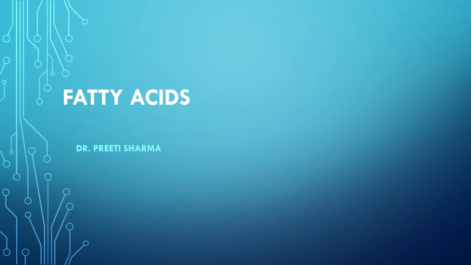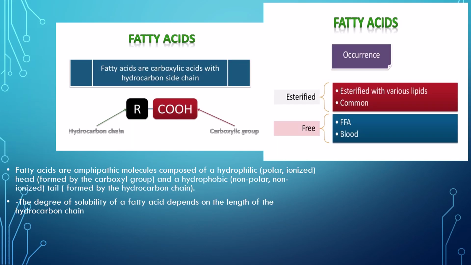So today I'm going to discuss fatty acids. Fatty acids are important members of the class of derived fats. They have versatile roles to perform in the body. Fatty acids are carboxylic acids with a hydrocarbon side chain. So this R is the bulk of the hydrocarbon chain, and then this is the carboxylic acid group. So this is the simple structure of fatty acids.